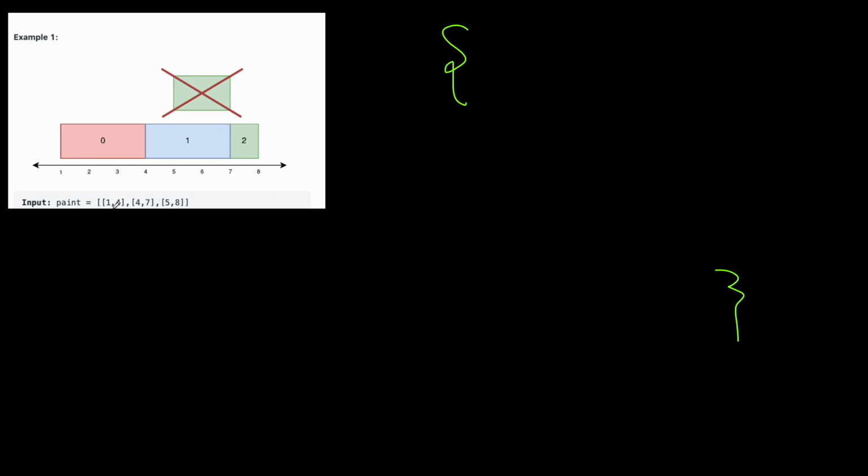So what are we going to do? We're going to go over each pair. First it's going to be 1 and 4, right? And we need to keep track of the amount of work we've done. So we'll say W equals 0 because we haven't painted anything yet.